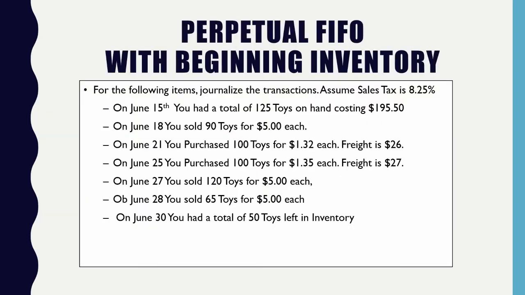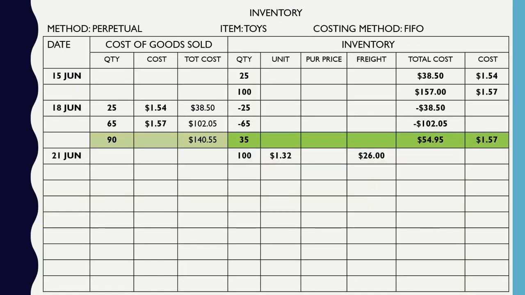Okay? So again, next scenario says here that on June 21st, you end up purchasing 100 toys for $1.32 with a freight of 26. So again, plug your numbers in. So it's 132 plus 26, which gives you a total of 158. Because we're using FIFO, we need to keep these batches separate by figuring out how much it's going to cost per item in this batch. So $1.58. And once again, since I started using colors, I'm going to also pick another color.